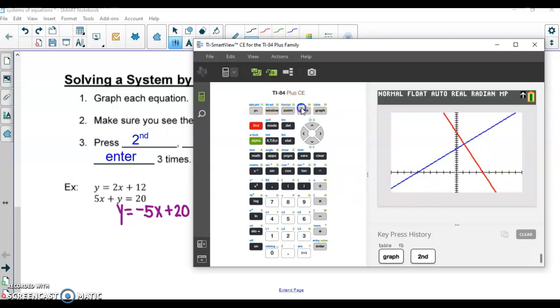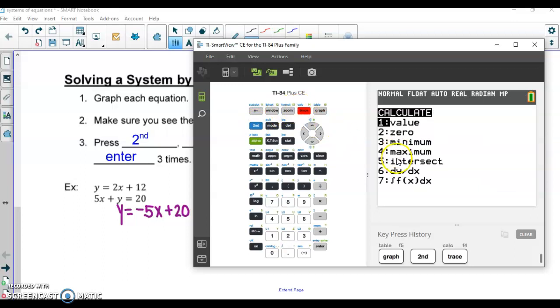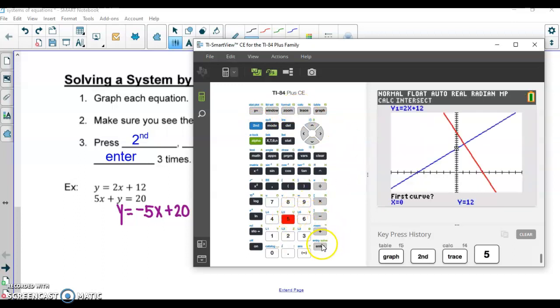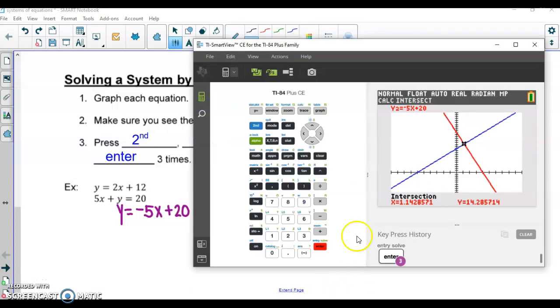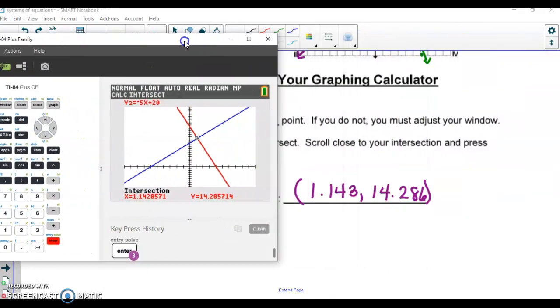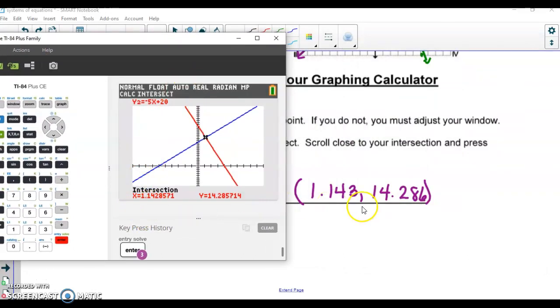So now we can try finding the point of intersection. So second calc, number 5 for intersection. First curve, enter. Second curve, enter. Guess, enter. And notice this time that point of intersection is a decimal. Okay, so we're going to round to 3 decimal places. So that was 1.143, comma 14.286. So reading that point of intersection off of your graphing calculator directly.